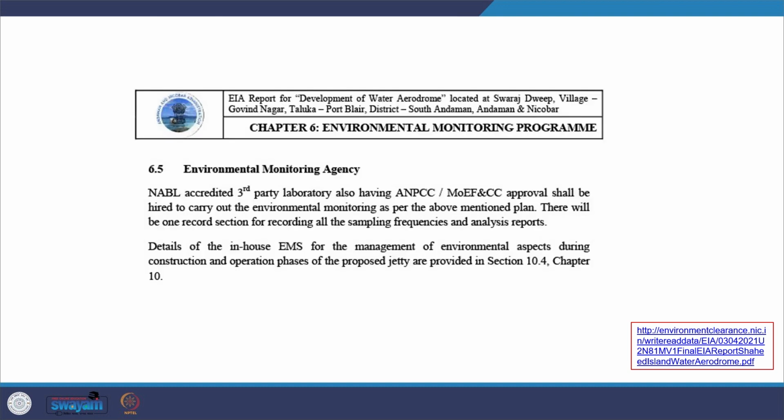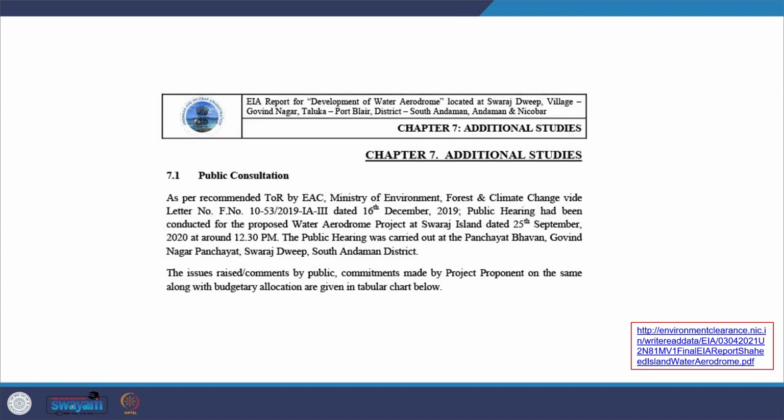And the Environmental Monitoring Agency, which will be involved, they have mentioned that they would be using a certified laboratory approved by MOEF and CC. So approved by them, they would be monitoring the environmental parameters in and around the project site as per their proposal. In this project, you see that they had also undertaken additional studies because you understand the unique nature of the project here.